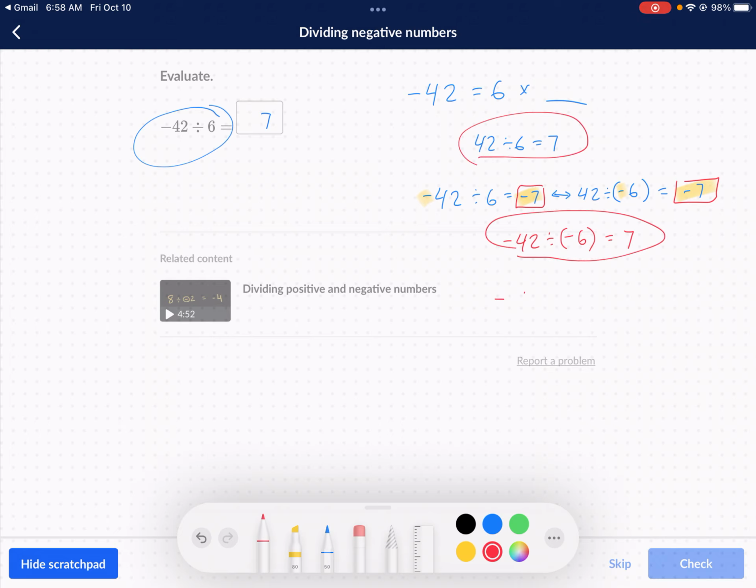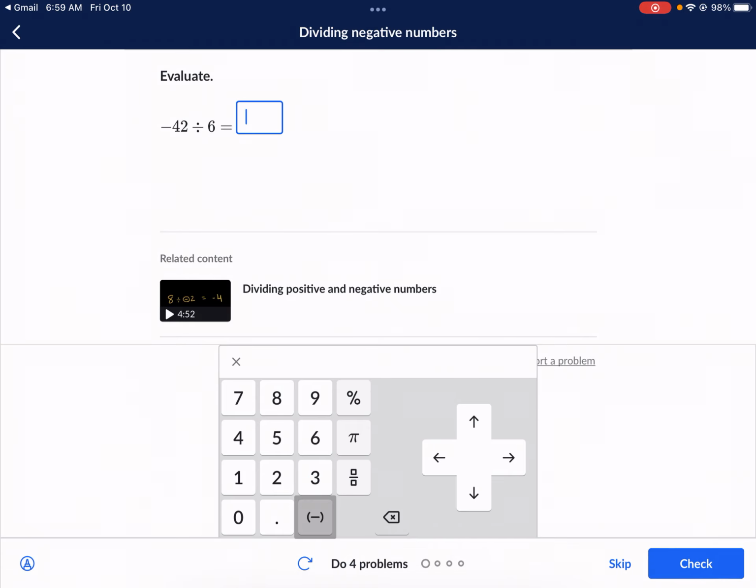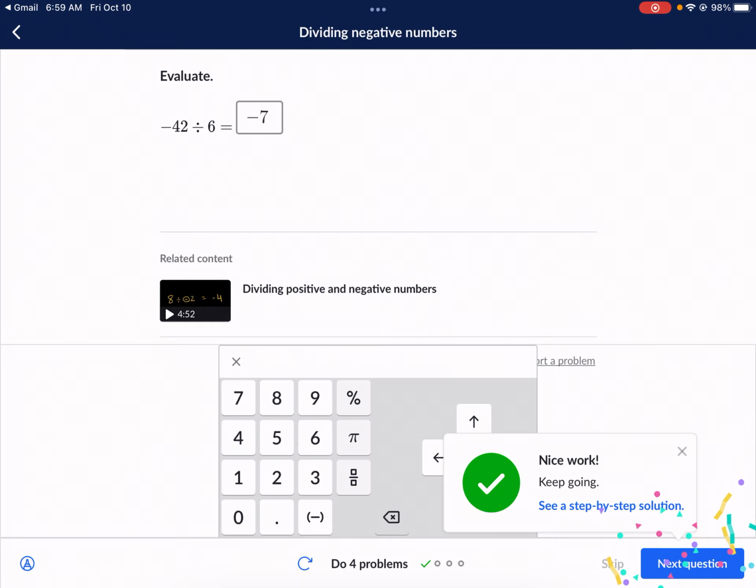So a negative divided by a negative is going to give us a positive, just like a positive divided by a positive is a positive. The only times it's negative is when you have opposite signs. So a positive divided by a negative or a negative divided by a positive. Both of those will equal a negative answer. So in this case, we have opposite signs. It's going to give us negative 7 for our answer. Check it. There we go.